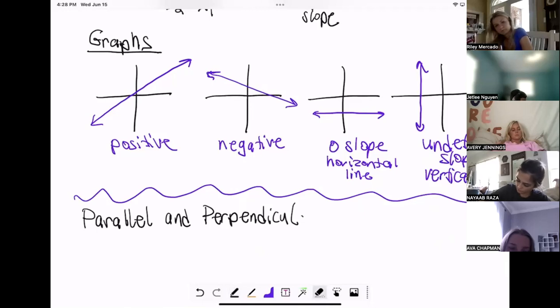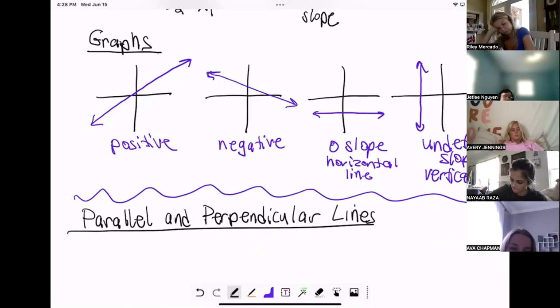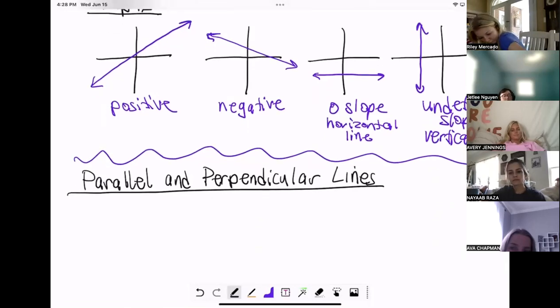I call them pairs of lines because it takes two lines to make parallel lines, and it takes two lines to make perpendicular lines. Now, today's conversation is only about one thing, about parallel and perpendicular lines. And today's conversation is about the slopes of them. We're going to be adding more and more about parallel and perpendicular lines later, but this section is just about slope.